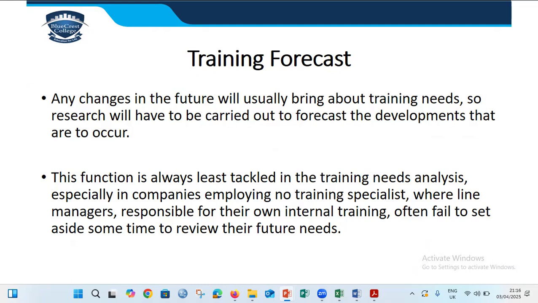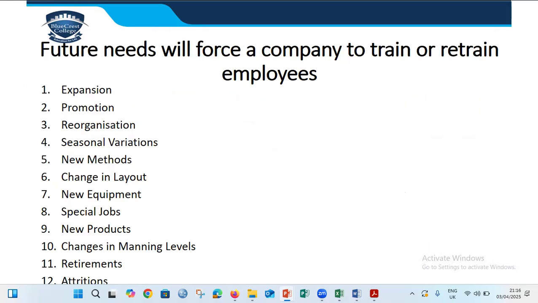And this function is always least tackled in the training needs analysis, especially in companies that employ no training specialists. So where line managers responsible for their own internal training often fail to set aside time to review their future needs. So for most organizations who don't contract specialists to perform their training needs analysis, in most of the cases, they focus on the present needs of the organization and they lose sight of their future needs.